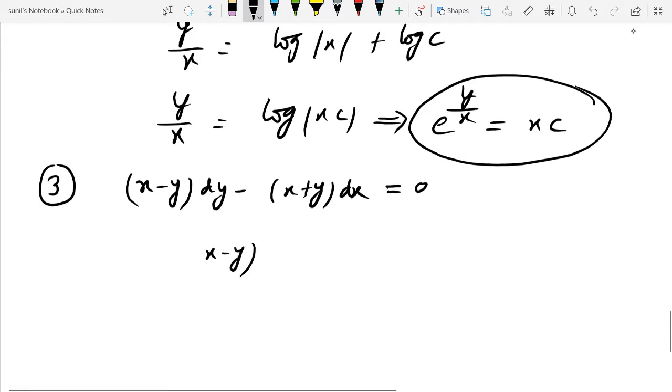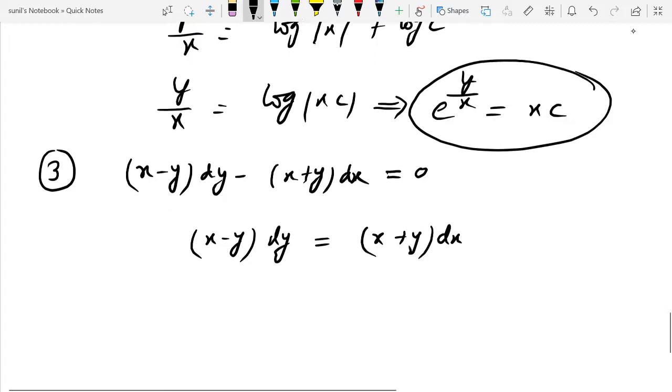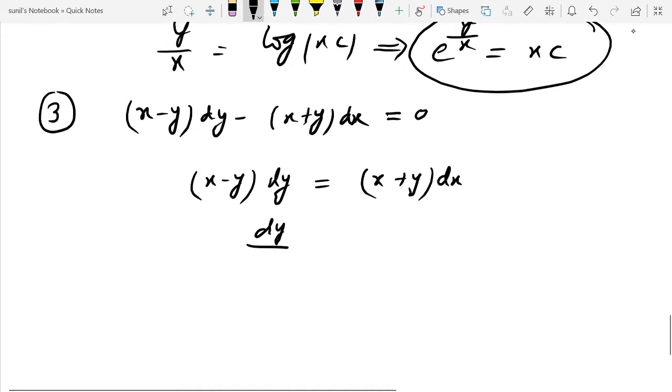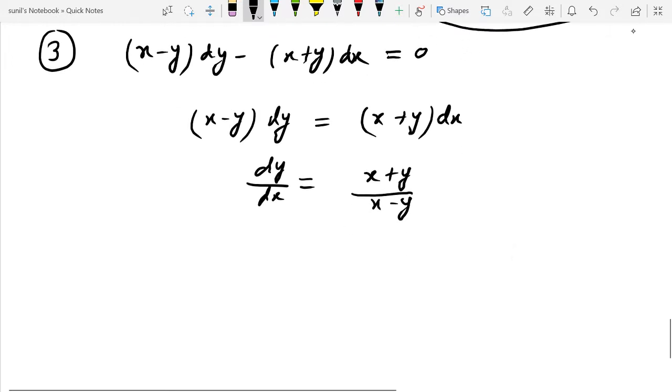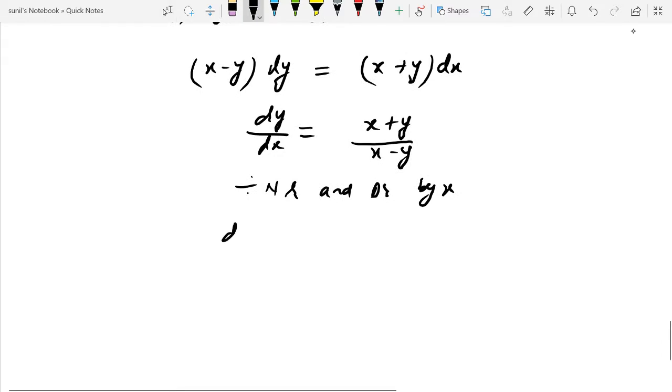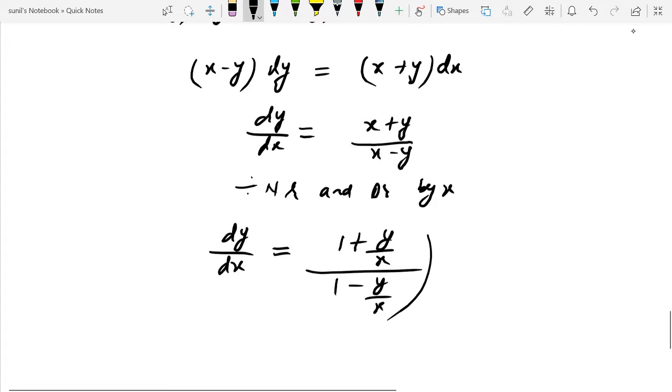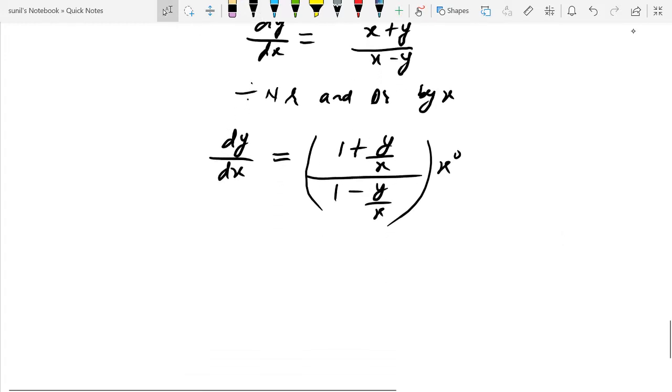I can write x minus y dy is equal to x plus y dx, and we can write this as dy by dx is equal to x plus y upon x minus y. Dividing numerator and denominator by x, you will find that it is clearly a homogeneous function of degree 0. So I am going to write y by x is equal to v. This will imply y is equal to vx.